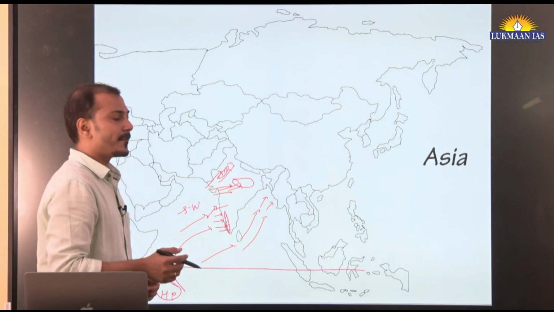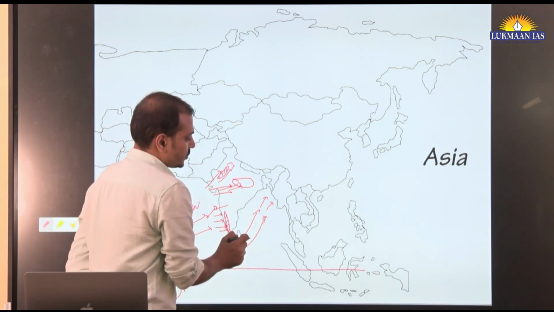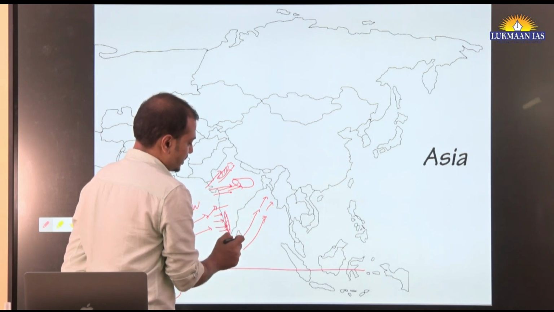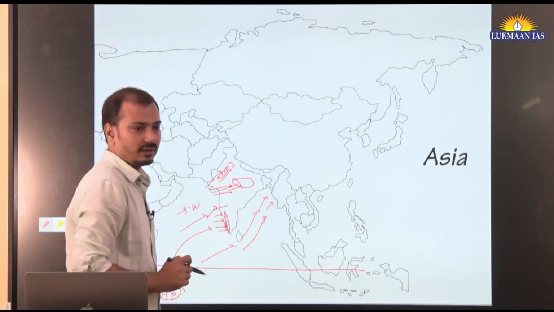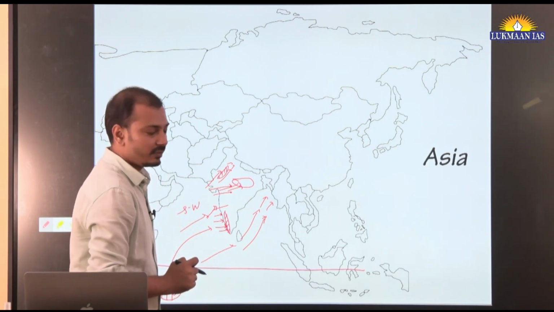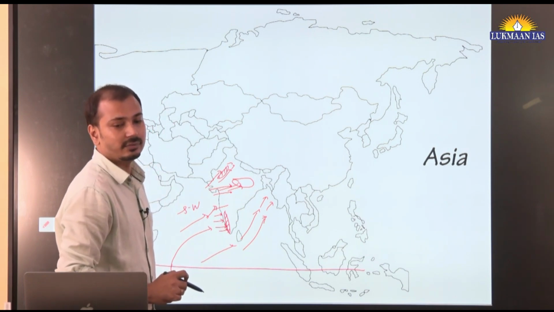Understood? Now, Bay of Bengal branch. Okay, so Bay of Bengal branch is reaching to Meghalaya and northeastern part. At the same time, this Arabian Sea branch is reaching to Kerala. Why?